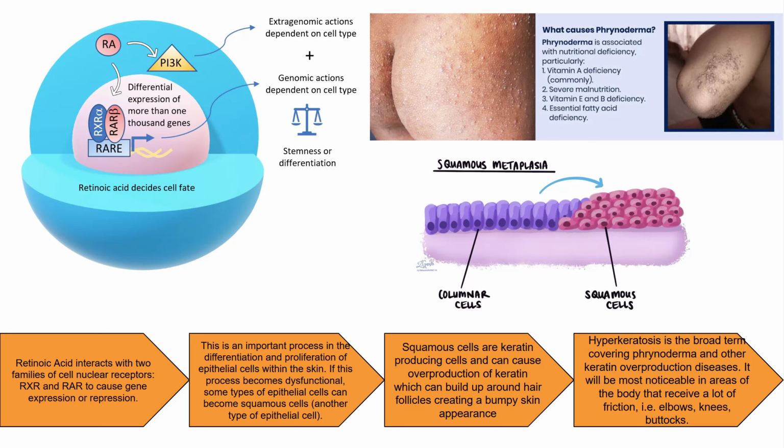Due to the excess number of keratin producing cells in this deficiency, it can cause an overproduction of keratin, which can build up around hair follicles, creating a bumpy skin appearance. Hyperkeratosis is the broad term covering phrenoderma and other keratin overproduction diseases. It will be most noticeable in areas of the body that receive a lot of friction, such as the elbows, knees, and buttocks, as can be seen in those pictures in the top right of the slide.